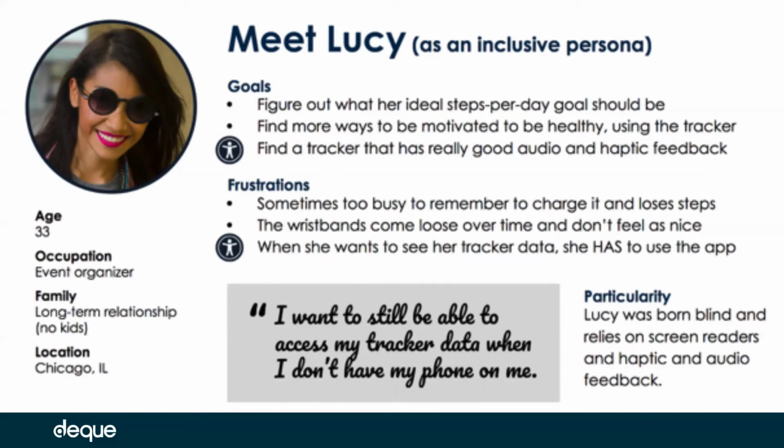And what you'll notice if you look at this here, this is Lucy. She has some goals that are pretty normal. Figure out what her ideal steps per day goal should be for her fitness tracker. This is a fitness tracker application. But you'll also notice that on the bottom right here, she has what we call a particularity. And in this case, Lucy was born blind and relies on screen readers and haptic and audio feedback. So that's what's unique about her. But otherwise, she's just a normal persona.